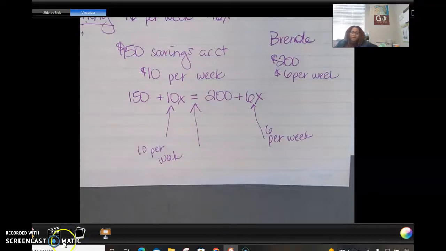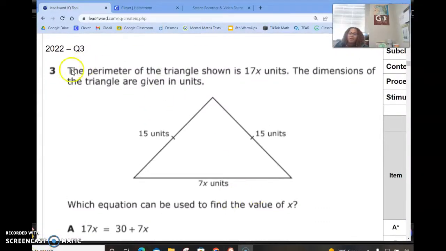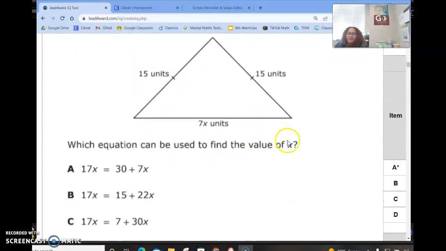Another question I wanted y'all to see was one with a triangle. You'll have another question like this on your quiz. It says the perimeter of the triangle shown is 17x units. That's what the perimeter equals. The dimensions of the triangle are given in units: 15, 15, and 7x. So which equation can be used to find the value of x?